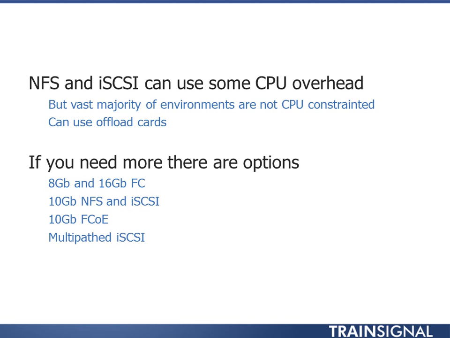If you need more, there are more options, right? There's 8 gig and 16 gig fiber channel. There's 10 gig NFS and iSCSI. There's 40 gig Ethernet right around the corner for a lot of people, so those are options. 10 gig fiber channel over Ethernet. And if you want to do iSCSI and you need more, you can do multipath iSCSI. Can't do multipath NFS yet, but you can do multipath iSCSI and start bundling connections together. So if you do need more, there are some simple options for that.